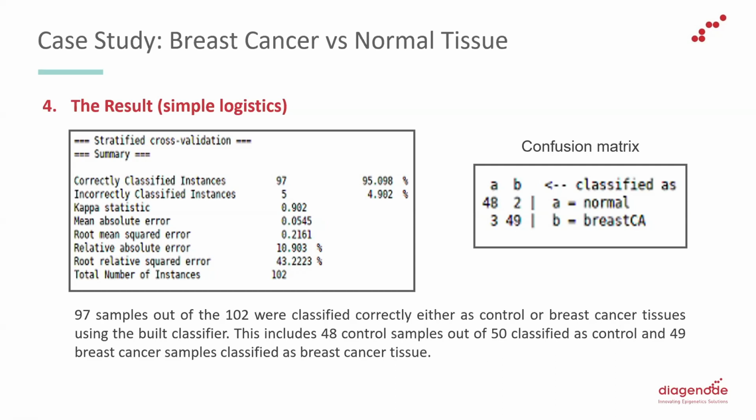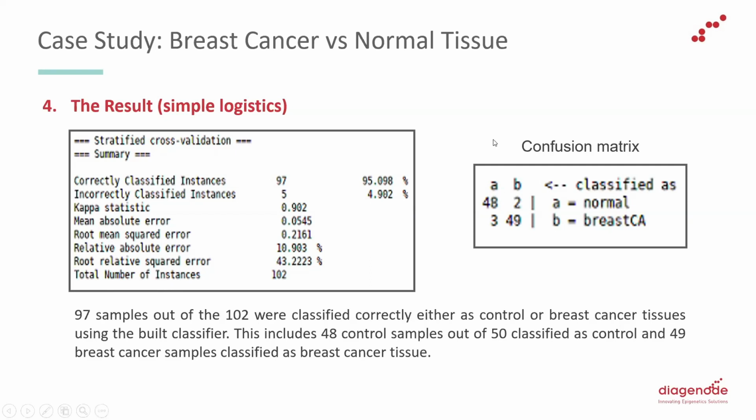And what you can see from this results picture, after we did the training and the internal evaluation within the first data set, is that we can correctly classify above 95% of the instances, meaning correctly classifying normal and breast cancer tissues. So what we have are 97 samples out of the 102 correctly classified as control or as breast cancer tissue.